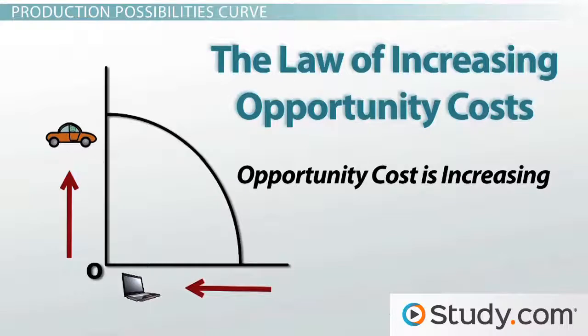And it continues to happen until you reach a point somewhere in the middle where there is no benefit in producing more of one good and less of another. So this is why the production possibilities curve is bowed outwards. It's bowed outwards, shaped like a curve, because of the law of increasing opportunity costs.